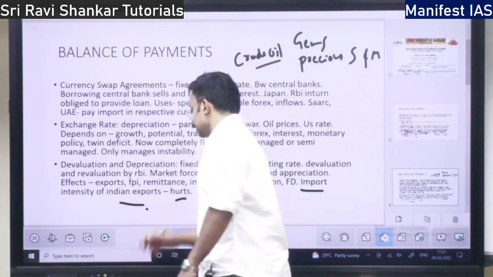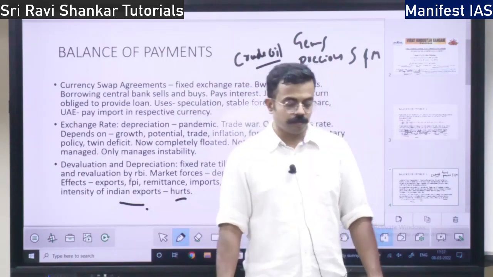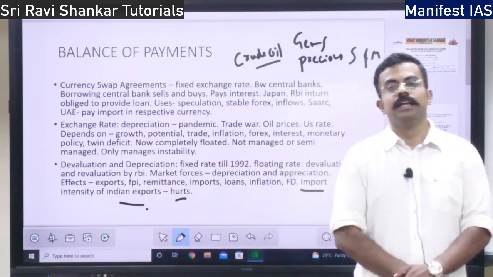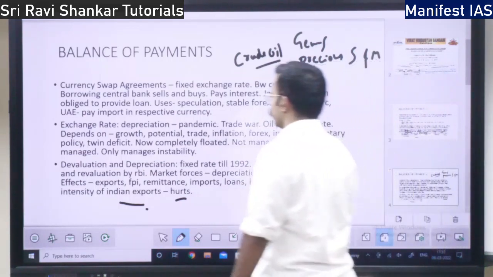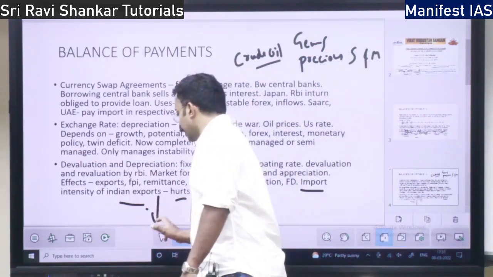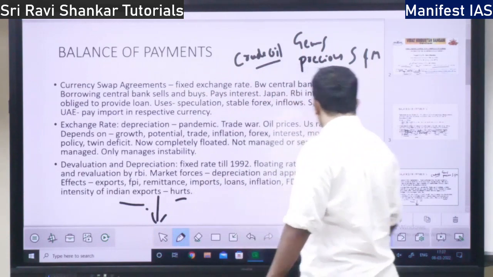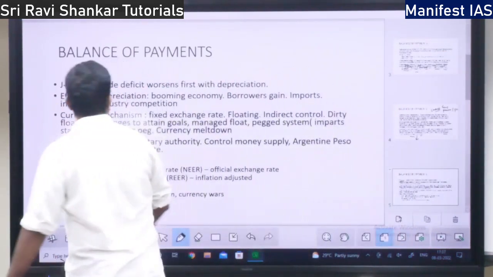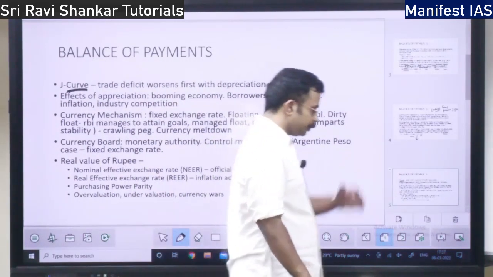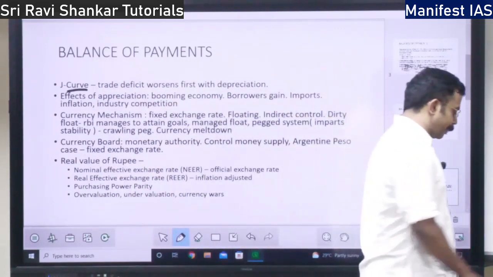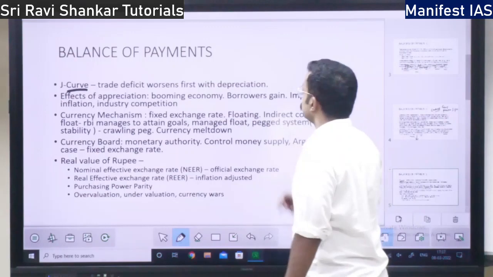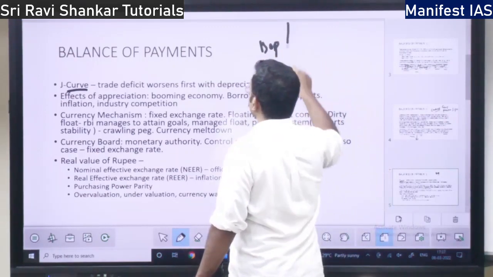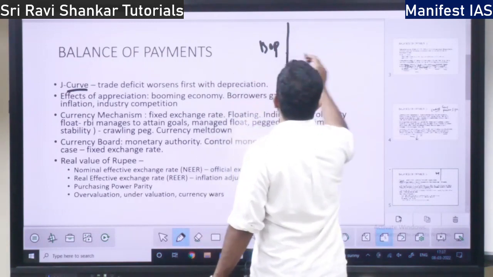If the intensity increases, it hurts. Why? Because imports will become costlier. If imports become costlier, exports also become costlier, and the demand will fall. That is why it is going to hurt the economy, right? Next we have the J curve. This is with respect to balance of payment, BOP. What is the J curve? Balance of payment with respect to time.